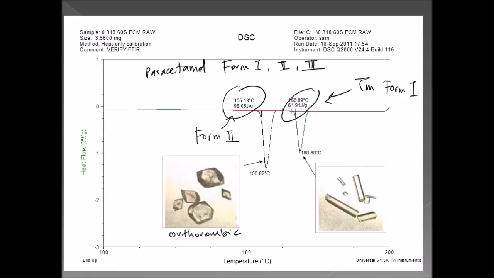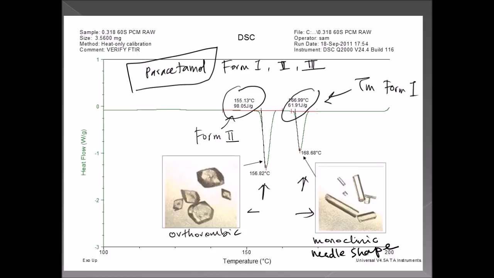Form 2 paracetamol has the orthorhombic shape, and form 1 paracetamol is monoclinic. They are in monoclinic habits, and they are in needle shape. So you can see different crystals, even though they have the same paracetamol molecule, show different melting.